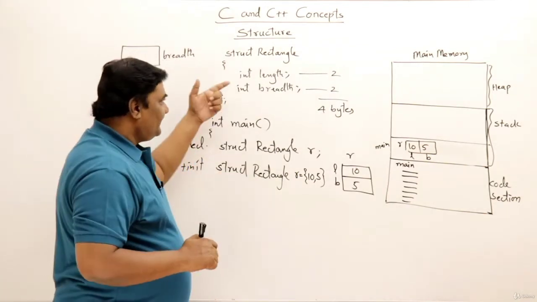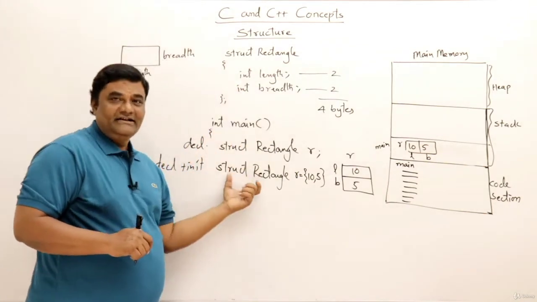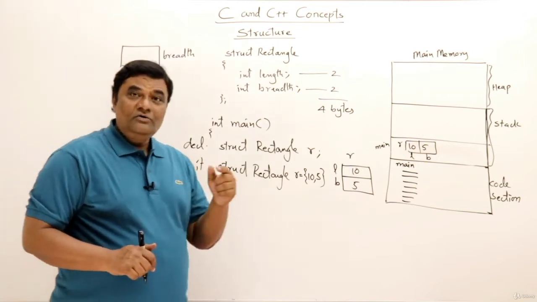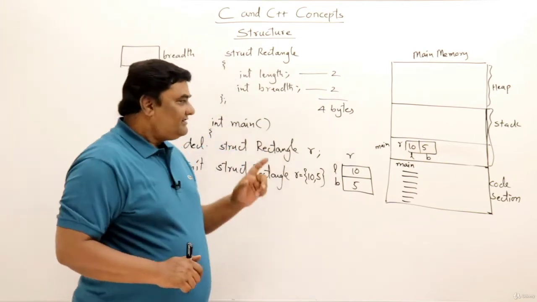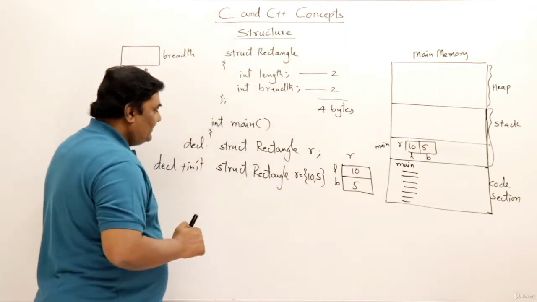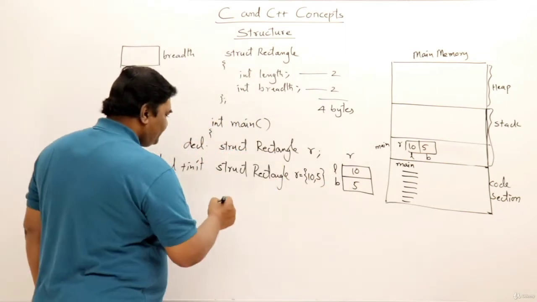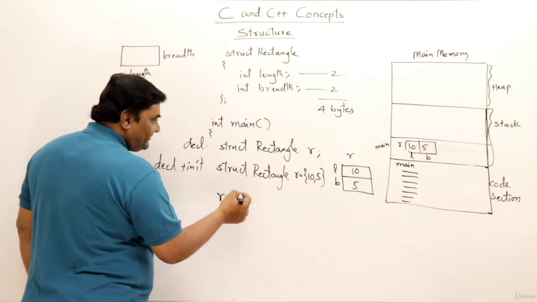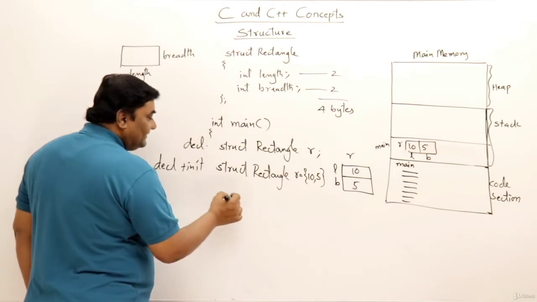So we have learned definition, declaration, and initialization. Now, how to access the members of this structure? Suppose I want to access this length and modify it to 15. For accessing the members of a structure, we should use the structure variable name and a dot, then length.